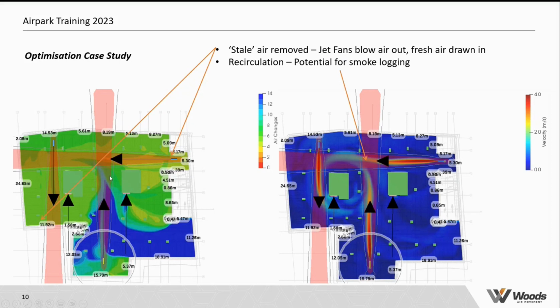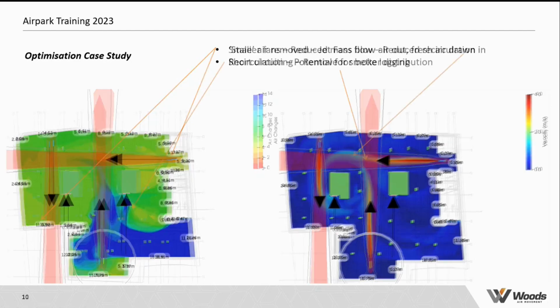However, despite this generally decent distribution of air, you can see here, the jet fans are interacting with each other, generating a strong region of recirculation here, which could, as I mentioned before, cause pollutants to be retained within the car park, weakening system performance and potentially leading to smoke logging in an emergency situation. This is something which needs fixing, so we'll need to create a new system to improve upon this.